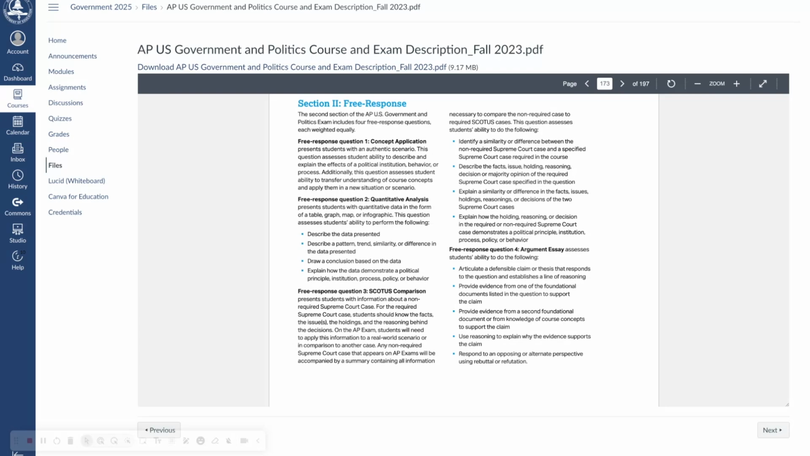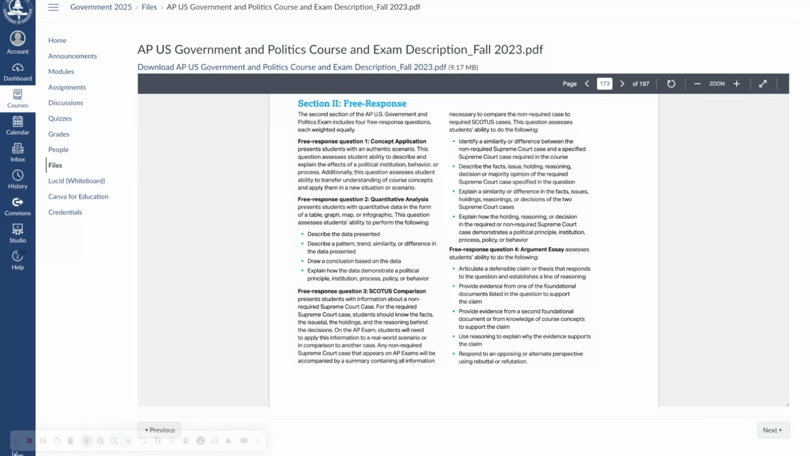You're going to want to be able to identify a similarity or difference between the non-required Supreme Court case and the specified Supreme Court case required in the course. Describe the facts, issues, holding, reasoning, decision, or majority opinion of the required Supreme Court case specified in the question. Explain a similarity or difference in the facts, issues, holdings, reasonings, or decisions of the 2 Supreme Court cases. And explain how the holding, reasoning, and decision in the required or non-required Supreme Court case demonstrates a political principle, institution, process, policy, or behavior.